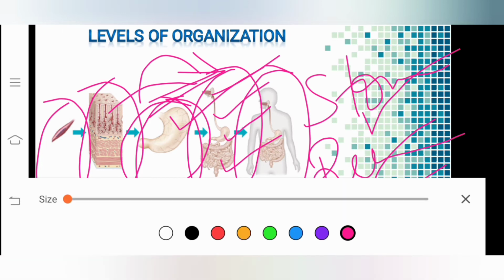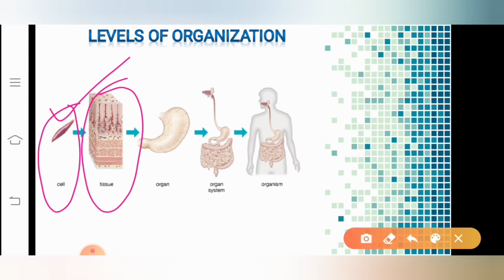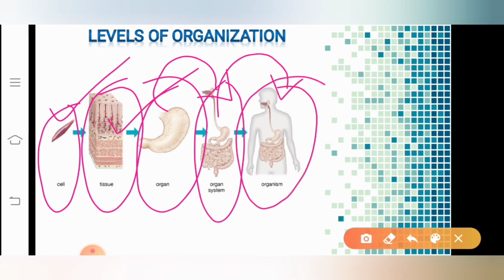Correct? So, as I told you, there are levels of organization. The first and basic unit is the cell. Cells combine to form tissues. Various tissues combine to form the organ. There are so many organs present in the body, and many organs in the body combine to form the organ system, and organ systems finally combine to form an organism. Clear? This is how the levels of organization are seen in the human being as well as most of the animals.